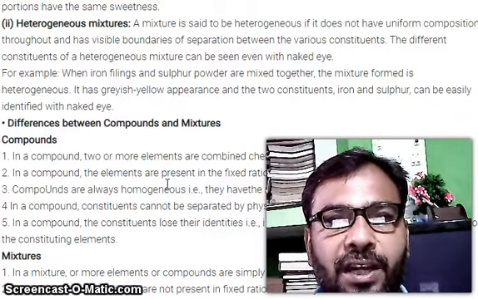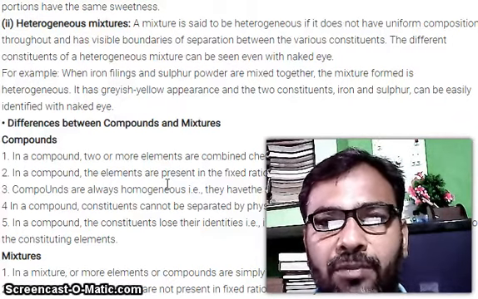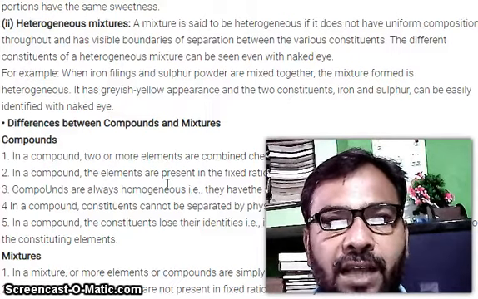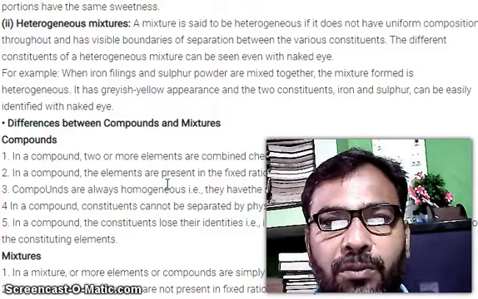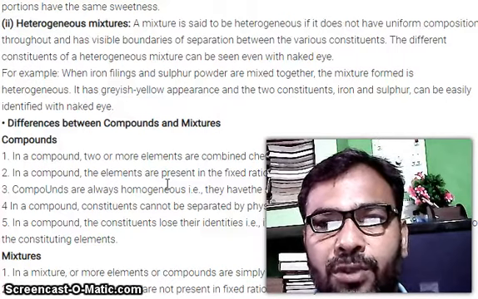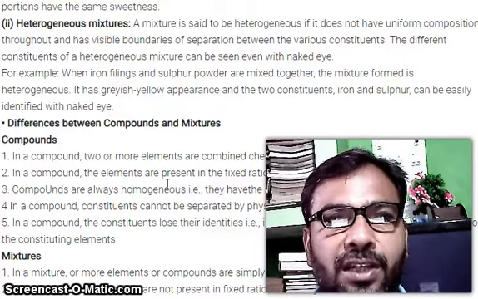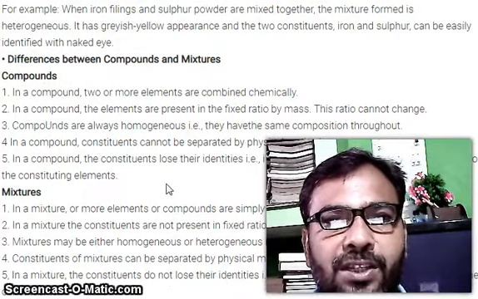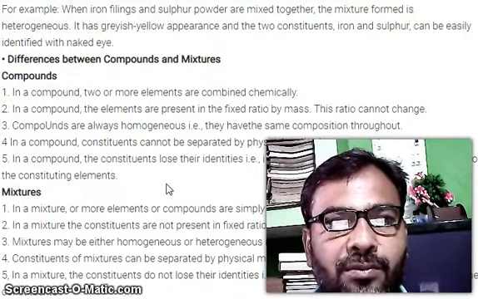For example, when iron filings and sulfur powder are mixed together, the mixture formed is heterogeneous. It has a greyish-yellow appearance, and the two constituents, iron and sulfur, can be easily identified with the naked eye. So, what is the difference between a compound and a mixture?